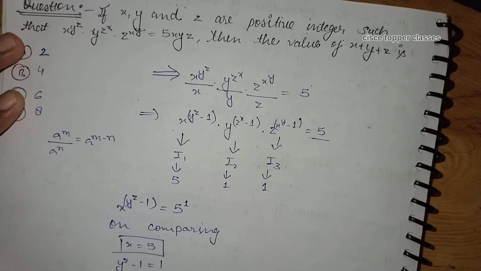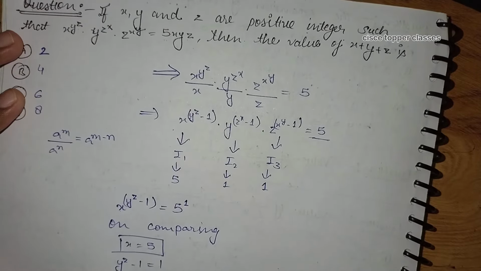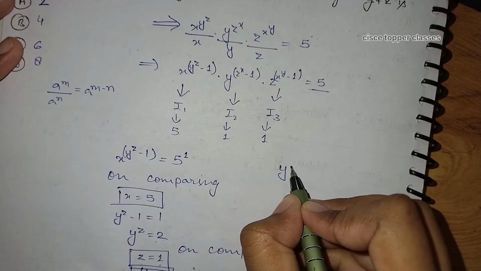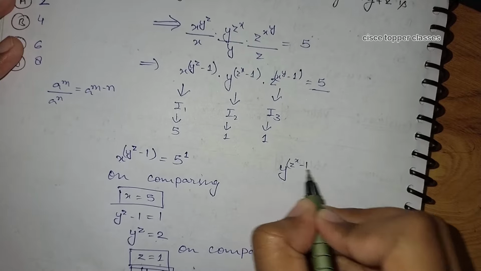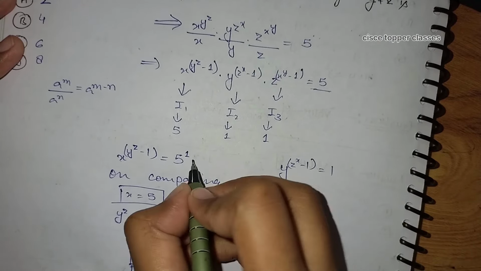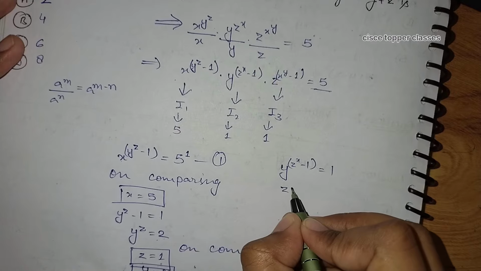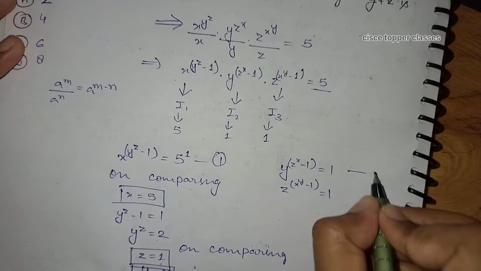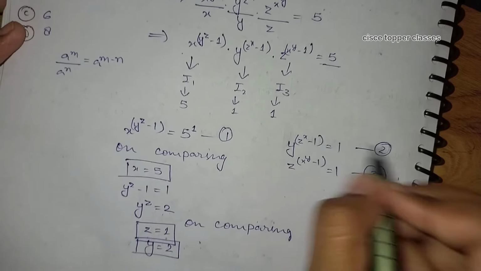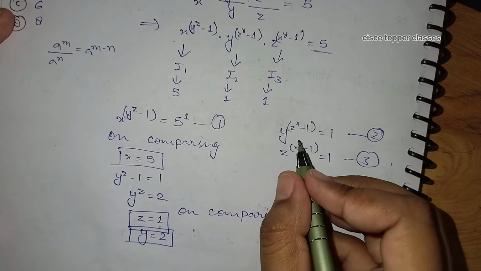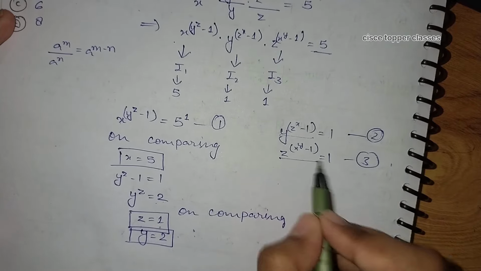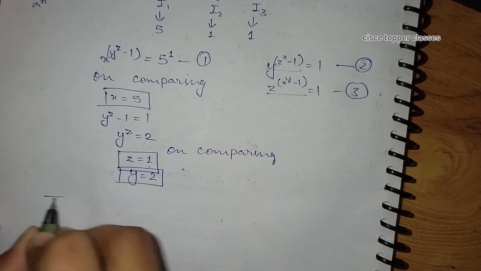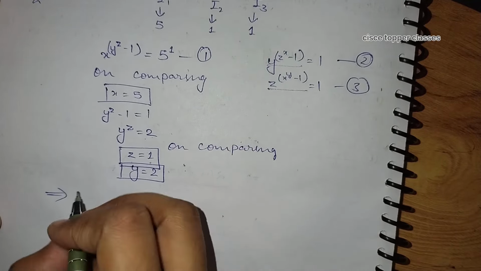We know there are three variables to find and three equations are formed here. The first is x^(y^z − 1) equal to 5. The second is y^(z^x − 1) should be equal to 1, and the third is z^(x^y − 1) should be equal to 1. We have to put the values of x, y, z to check that these are equal to 1, then only we can say these are the values of x, y, z, because we have to verify the whole equation.